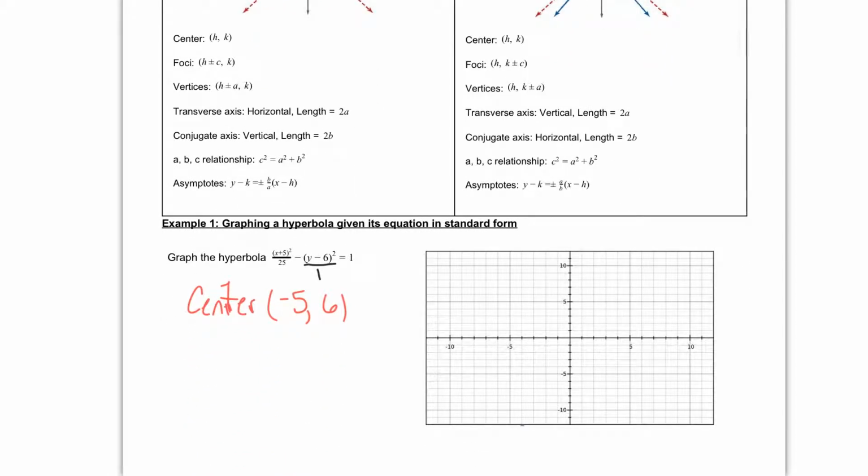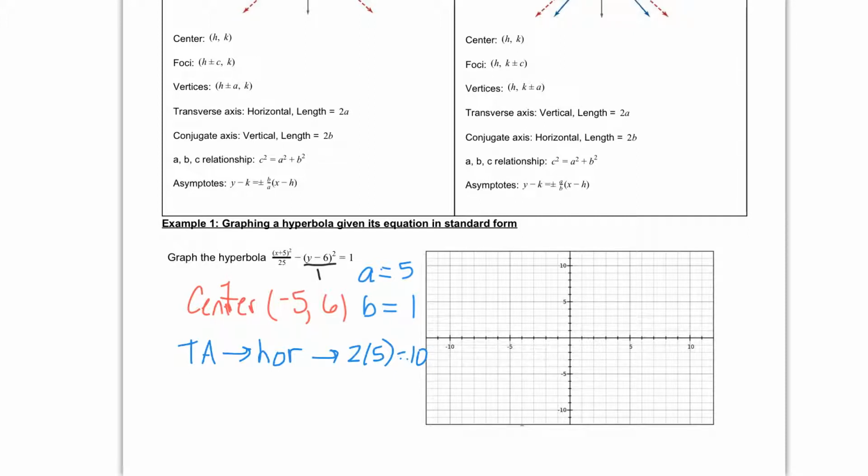So if we know a squared is 25, we know that our a value is going to be 5. And that our b value is going to be 1, which is coming from the square root of what number's underneath that y. So then I can go ahead and find my transverse axis. I'm going to label that as TA. And again, that stands for the transverse axis. And in this case, it's horizontal, so I'm going to make a note of that. And it's horizontal, a distance of 2 times a. So 2 times 5, which is 10. And that 10 means it's the total horizontal distance from one side to the next.